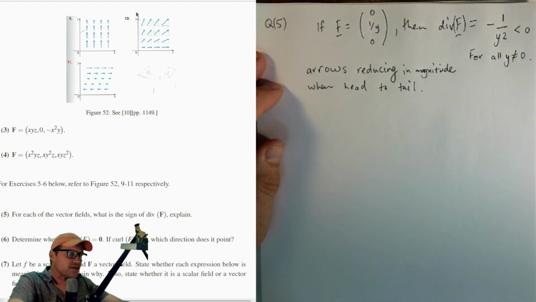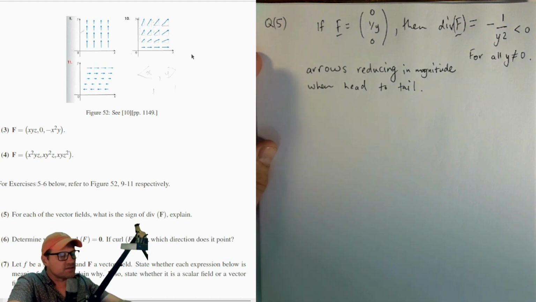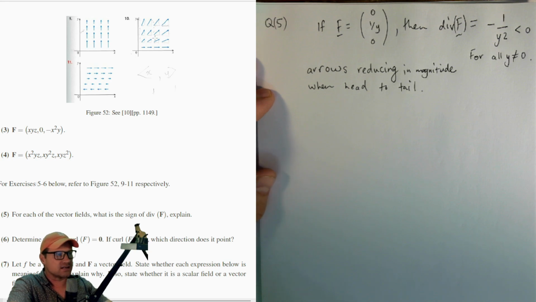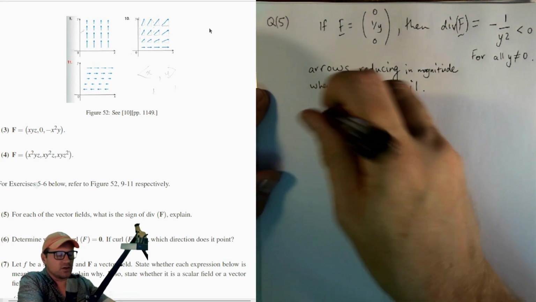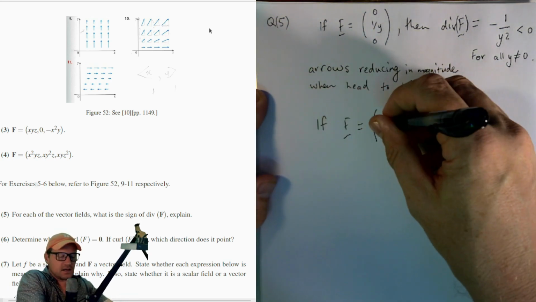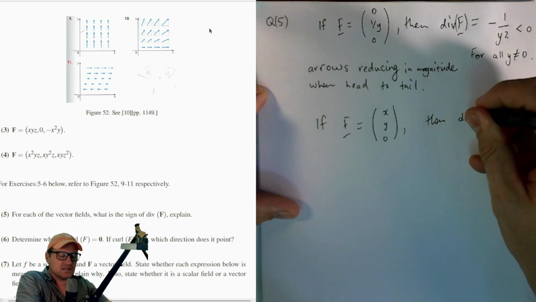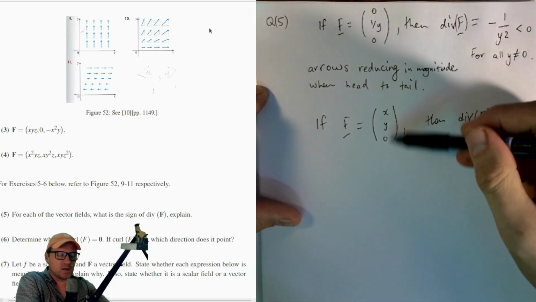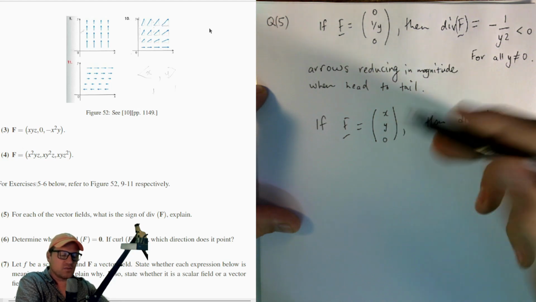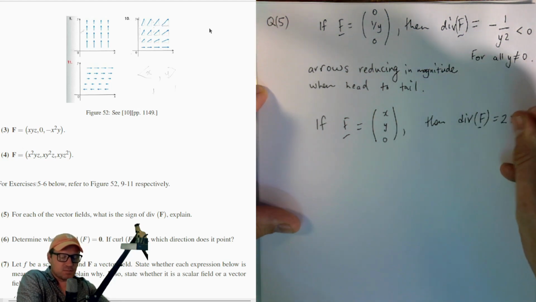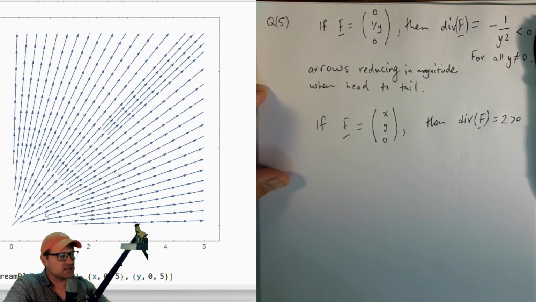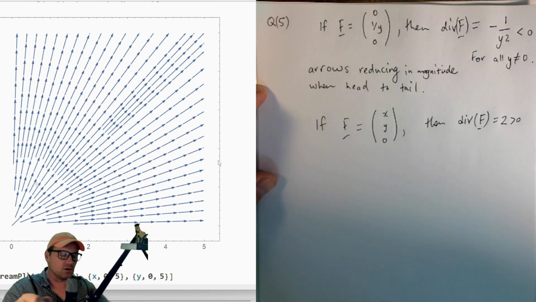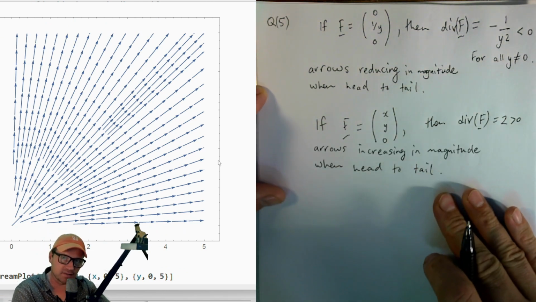All right, so let's have a look at the vector field to the right of that. There we have an example where div f is positive. The arrows stacked head to tail are increasing in magnitude as you go along. So let me find an example of that for you. If f were the vector field x, y, 0, then div f would be the sum of the partial derivatives. So 1 plus 1 plus 0, in this case it would be 2, that's positive. And if we plot that using Mathematica, this is what we get. So here you see the arrows increasing in magnitude as you go along. So arrows increasing in magnitude when they're head to tail.